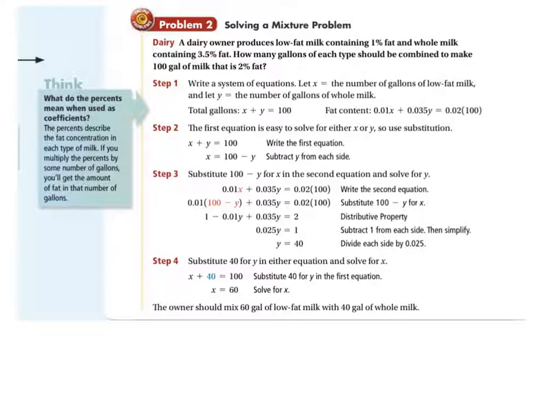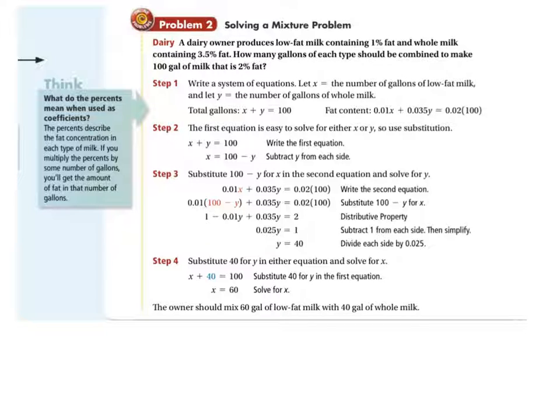I'm going to read the problem first, sorry. A dairy owner produces low-fat milk containing 1% fat and whole milk containing 3.5% fat. Well, I didn't know that. There you go. Now you know what whole milk is. How many gallons of each type should be combined to make 100 gallons of milk that is 2% fat? So the idea is this person is taking 1%, the really low percent milk, and whole milk, and it's going to turn into the 2% milk.